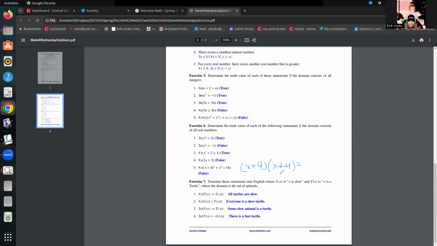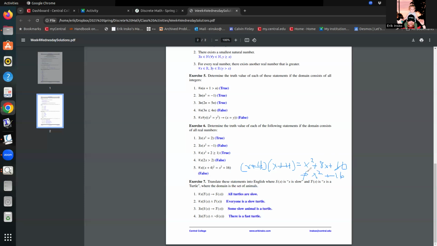And so I should get x squared and then 2 copies of a 4x, so that should be 8x plus 16. And that is never going to equal x squared plus 16. Unless x is 0, I guess, right?